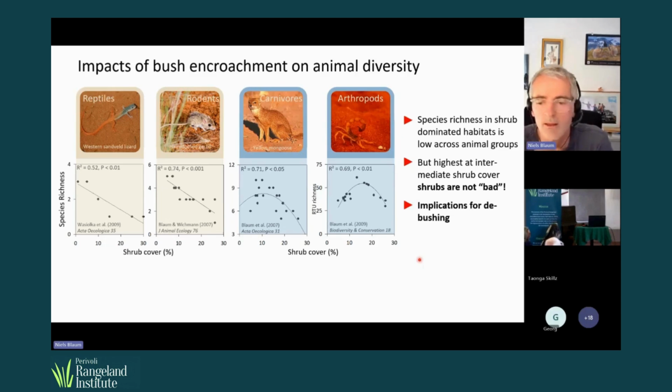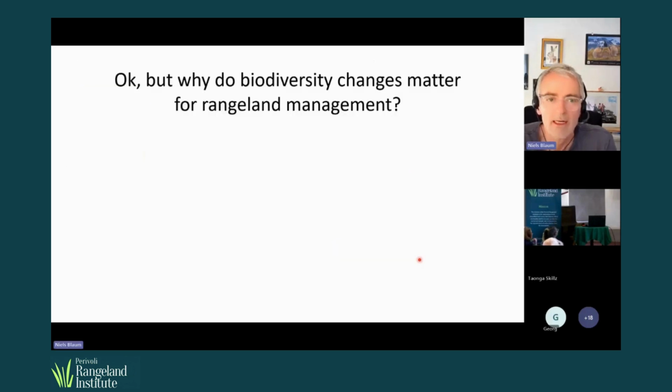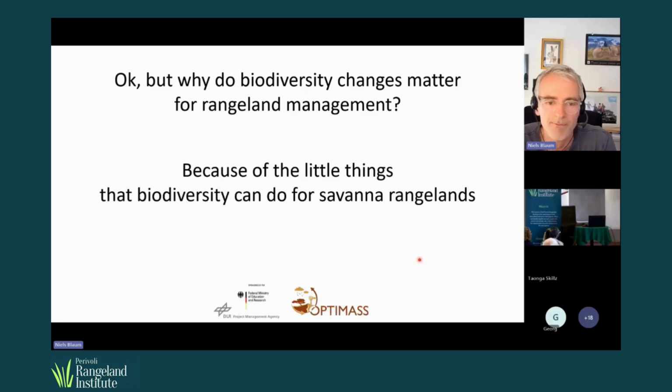This is why I had this other slide there earlier. One needs to keep this in mind when one plans large-scale debushing activities, be it for charcoal production or whatever purposes. Okay, you may ask, but why do biodiversity changes matter for rangeland management? From my perspective, because of the little things that biodiversity can do for rangelands.